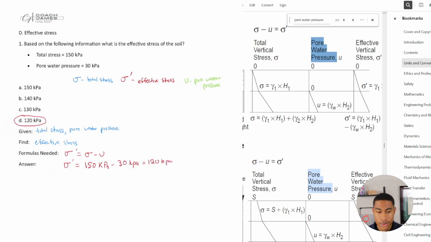All right, so that concludes the effective stress sections. Main thing is knowing, okay, what is pore water pressure, what is the unit weight of water, what is effective stress, and how they all work together. You can solve pressure head, which we did in some of these examples. So just a few things to keep in mind as you're going through.